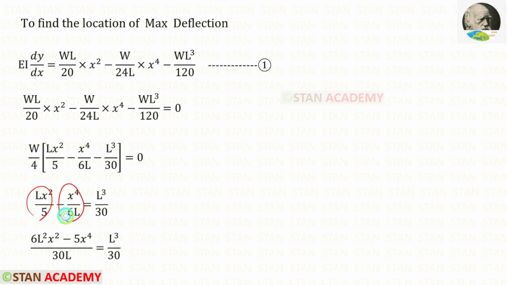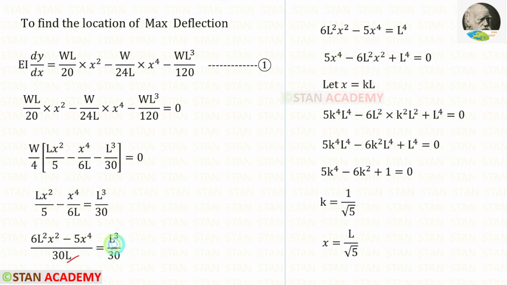For these two terms, we can take LCM. We can eliminate this 30 and this 30. We can take L on the other side. L into L cube, it will be L power 4. Then we can take these two terms on the other side. They will come with a change of signs.